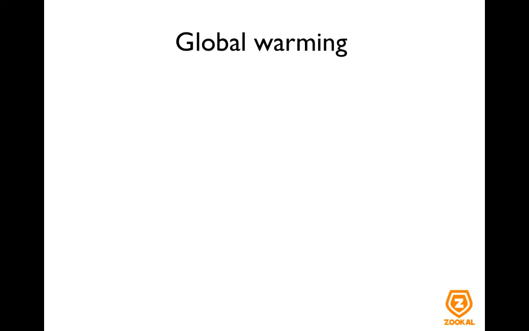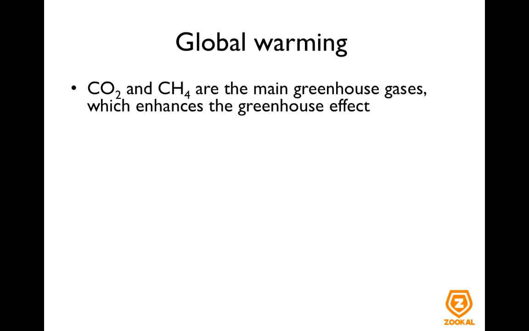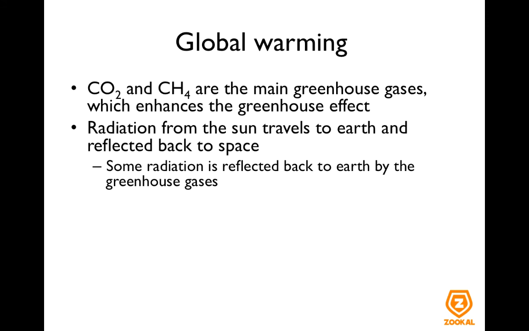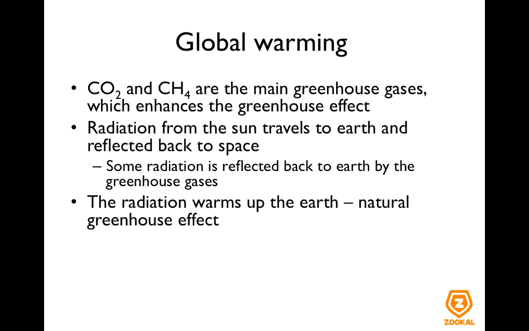Global warming is a major problem, and I hope that you've already heard of this. We have carbon dioxide and methane, and these are the main greenhouse gases that enhance the greenhouse effect. What happens is that you have radiation traveling from the sun to the earth, and it's reflected on the surface of earth back to space. Some of this radiation will be reflected back to the earth by the greenhouse gases.